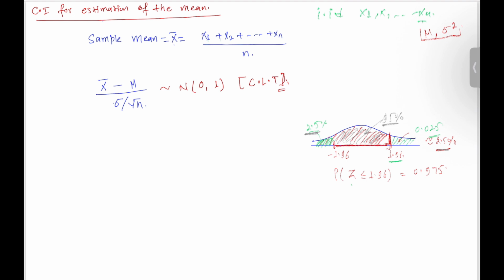Right, so ultimately what I am saying is that this standard normal random variable is greater than or equal to minus 1.96 and less than or equal to 1.96. This will have the probability equal to 95%. And this same event can be written as the absolute value of z being less than or equal to 1.96, and this will have the probability of 95%.